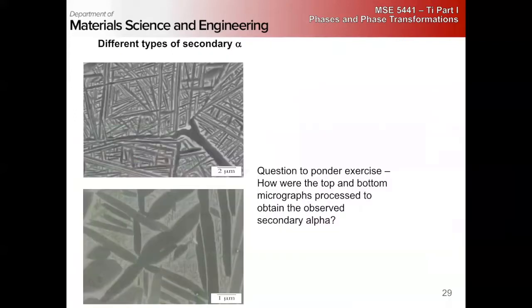So kind of a question to ponder. Here, these are unfortunately at different magnifications, but sort of think through what is going to affect the coarseness and the density of the secondary alpha. What thermal processing can you do to affect that? So just something to think about.